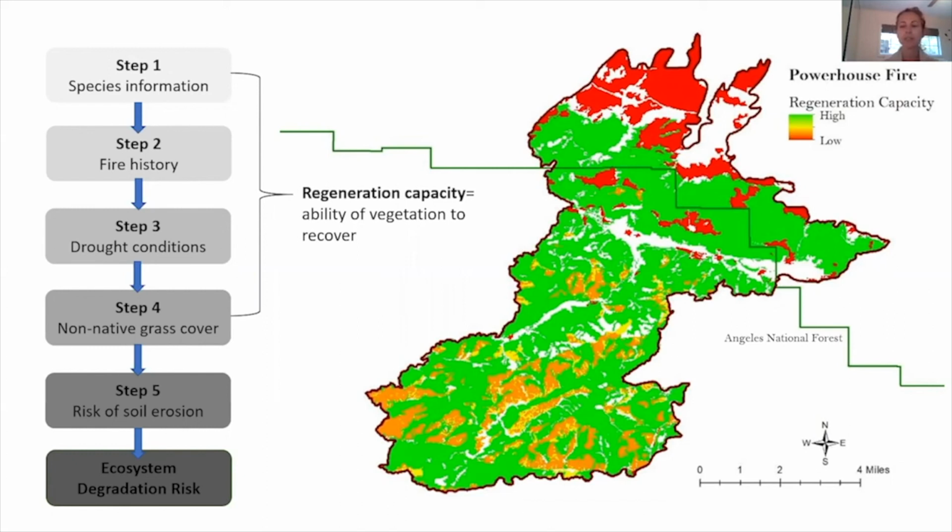This is a fire that burned in 2013 on the Angeles, and it can be seen on the left-hand side of the screen. Just to get everyone on board here, the high regeneration capacity areas are shown in green, and these are areas we expect chaparral to recover to a pre-fire condition. The orange represents moderate regeneration capacity, yellow represents moderate to low regeneration capacity, and finally, the red areas represent shrublands that are predicted to have the lowest regeneration capacity, meaning they may be degraded and in need of some sort of human intervention.